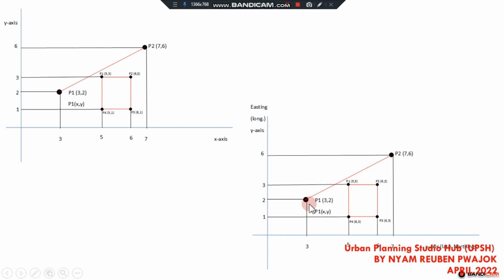Coming back to the real world, we can also note this as P2 being on latitude 7 degrees and longitude 6 degrees, on northing 7 and longitude 6.